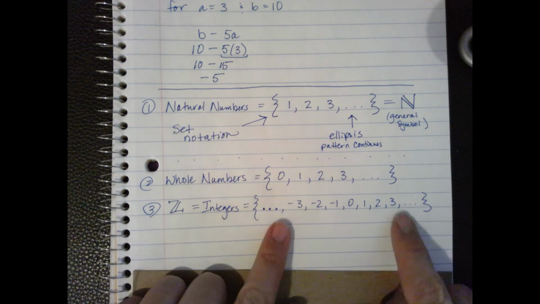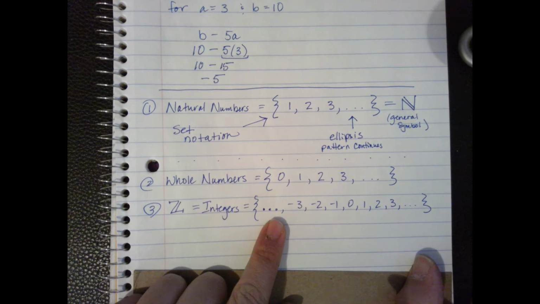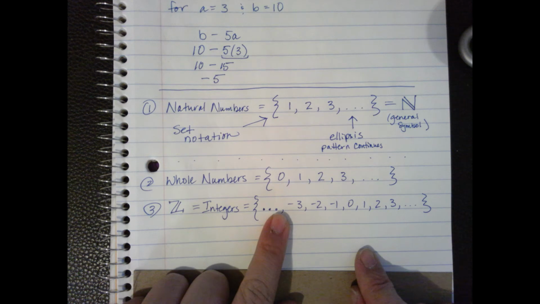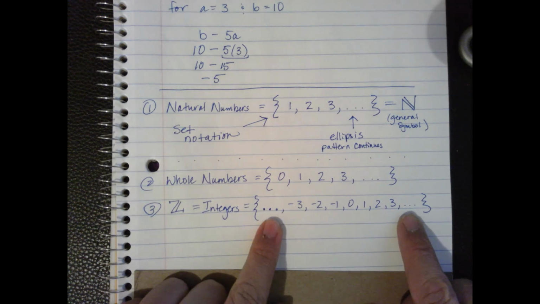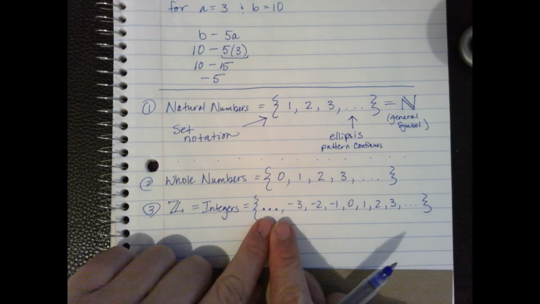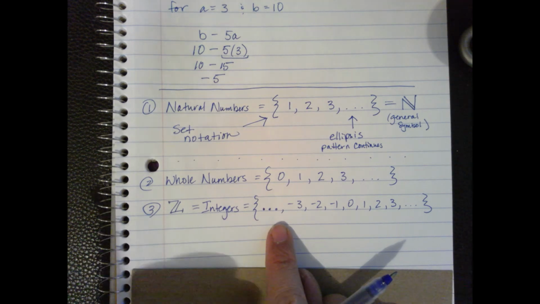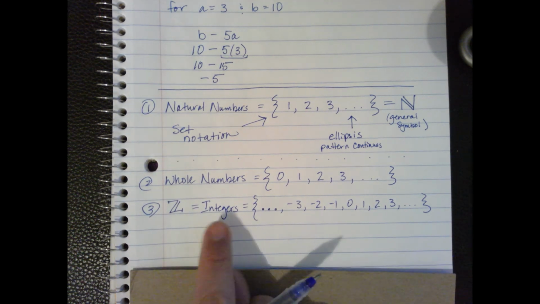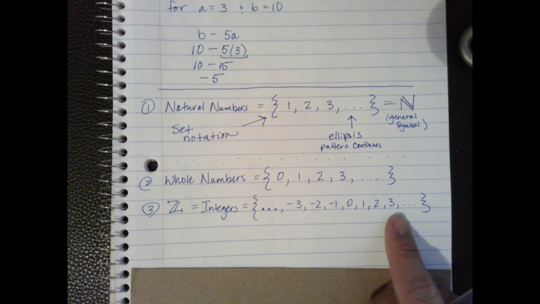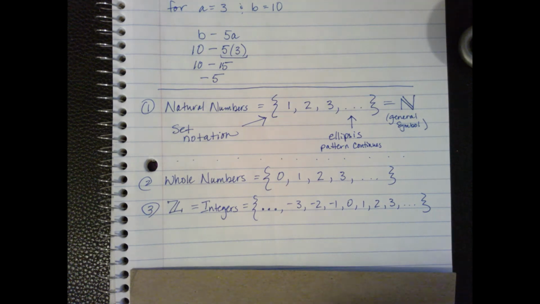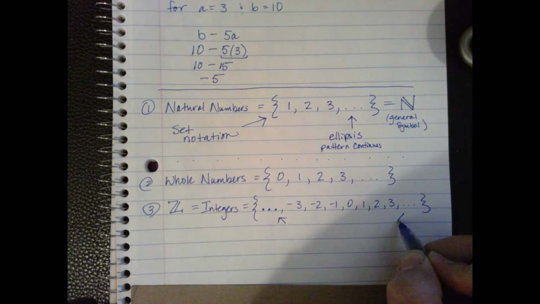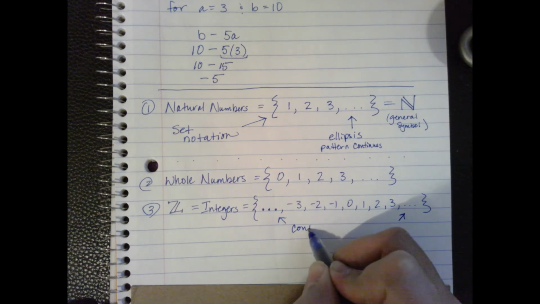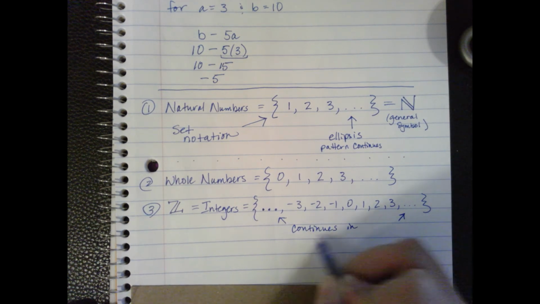Okay, so this continues off towards infinity on the positive side, and this continues on to negative infinity on the negative side. And so where ellipses are in set notation tells you something. This also continues without end going this way, to the left, excuse me. And this side continues infinitely to the right. Okay? So let's write that down. That continues in both directions.